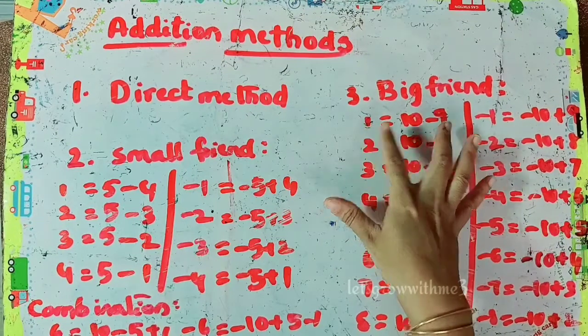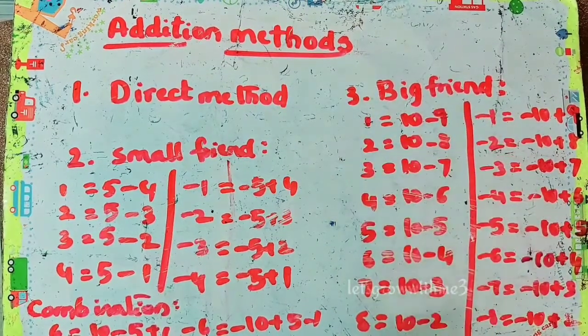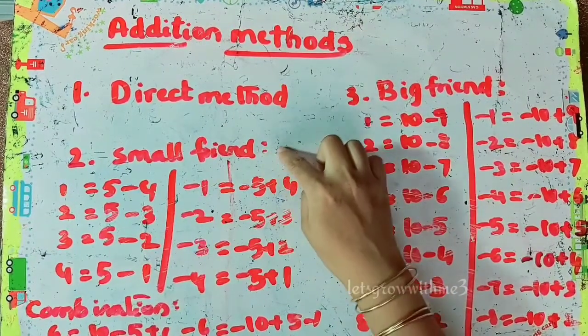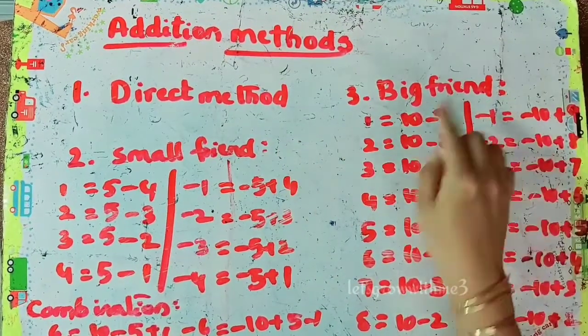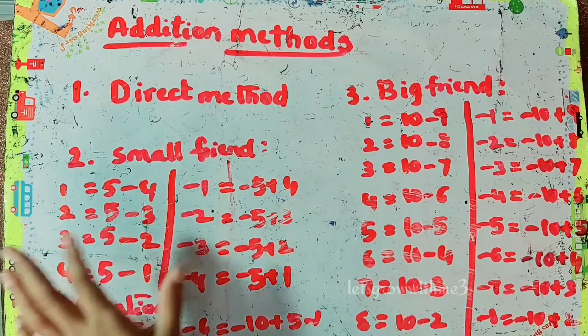If you can't use small friend, then you need to go for big friend. In big friend we have a few more formulas, 1 to 9 for positive numbers and 1 to 9 for negative numbers. Here the order is very important. First you need to solve with the direct method. If you can't, then go for small friend. If you can't, then go for big friend. If you can't do it with big friend, then go for the combination method. In the combination method we have very few formulas, like 6, 7, 8, 9: 4 formulas for positive numbers and 4 formulas for negative numbers.